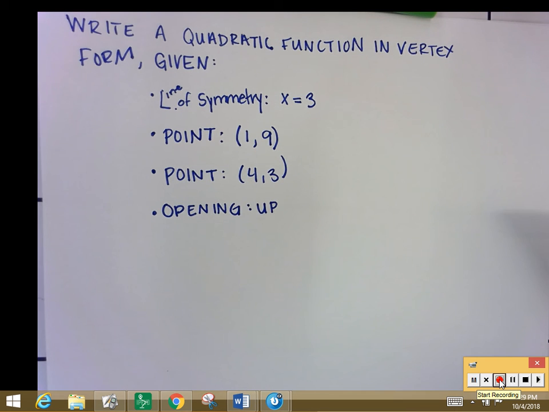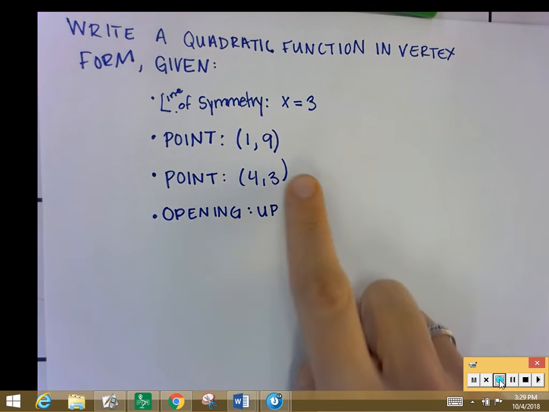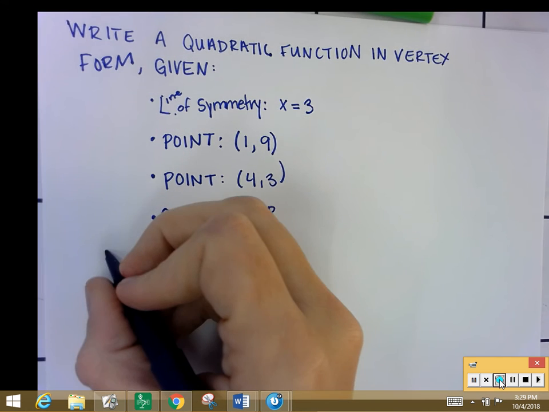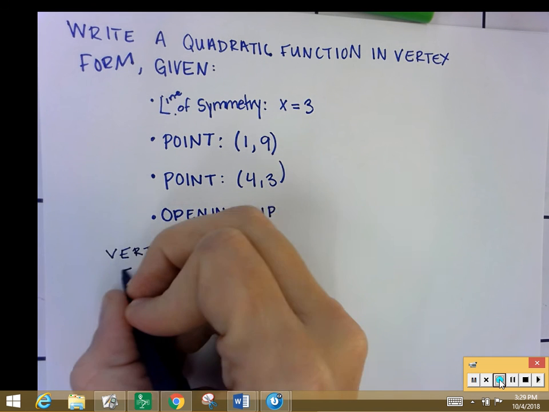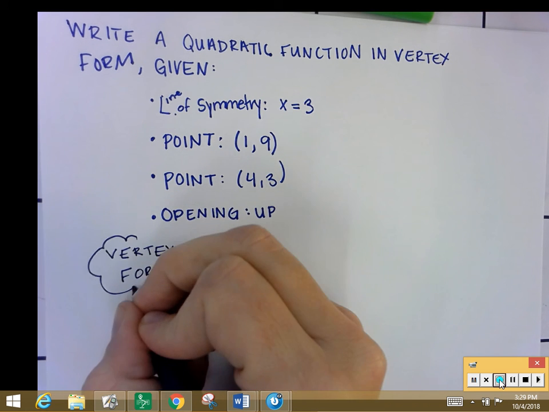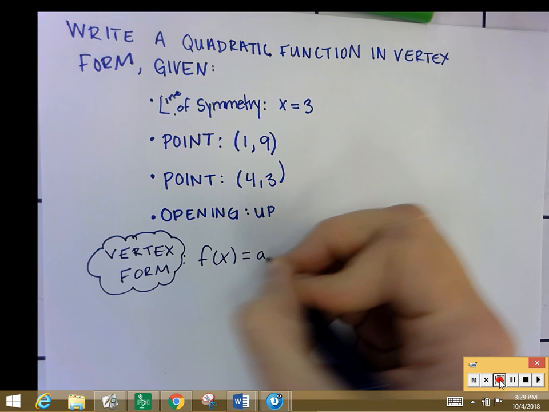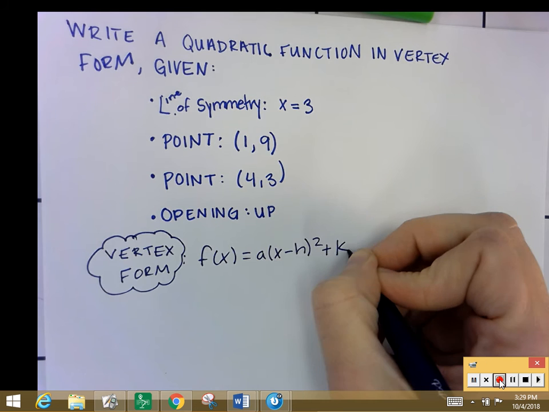Okay, alright guys, so today we're going to write a quadratic function in vertex form given the following information: a line of symmetry, a point, another point, and an opening. So I'm going to start by writing our vertex form of a quadratic function, which is f of x equals a times (x minus h) squared plus k.